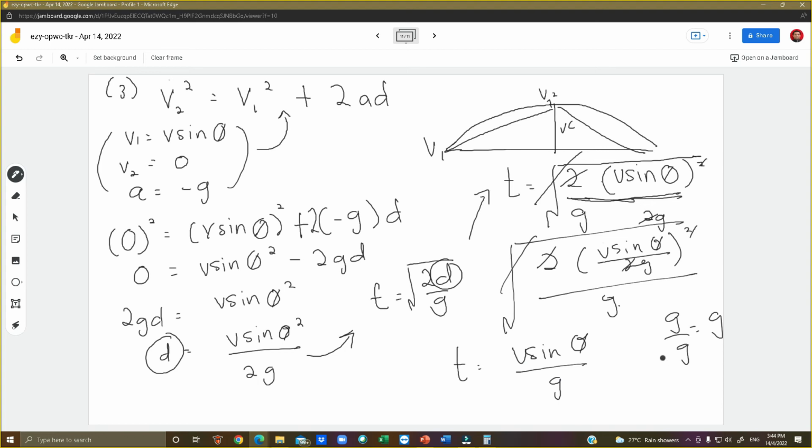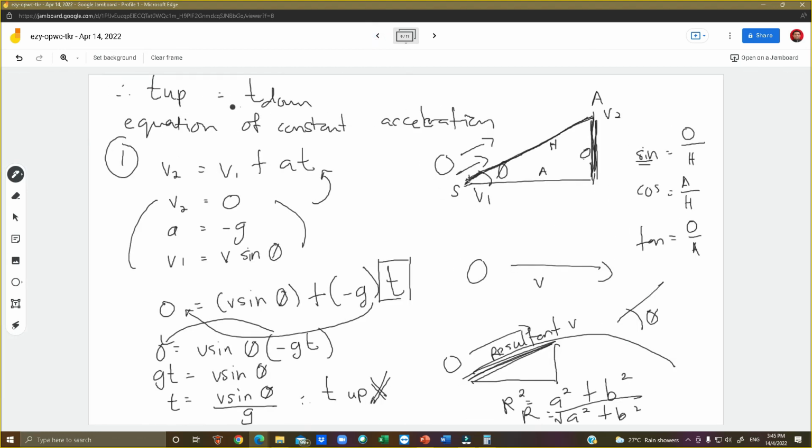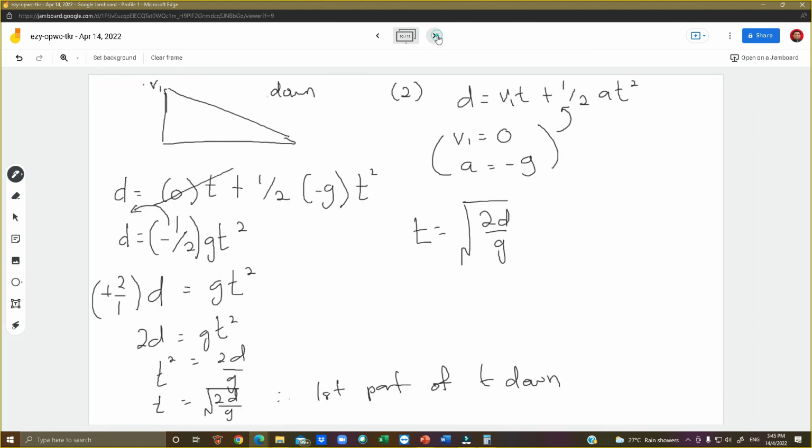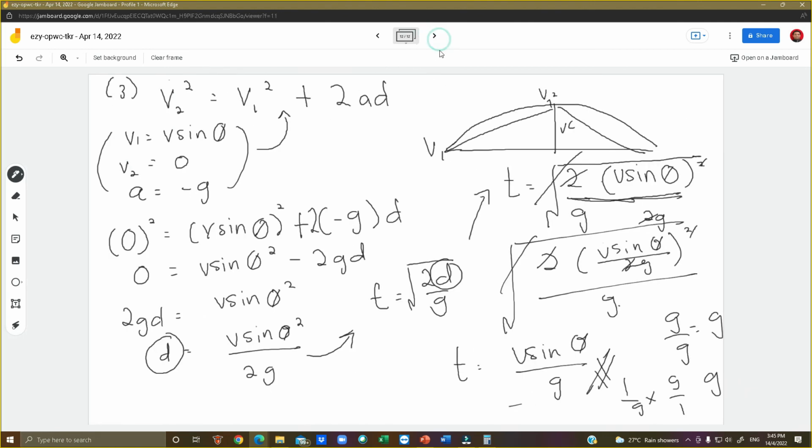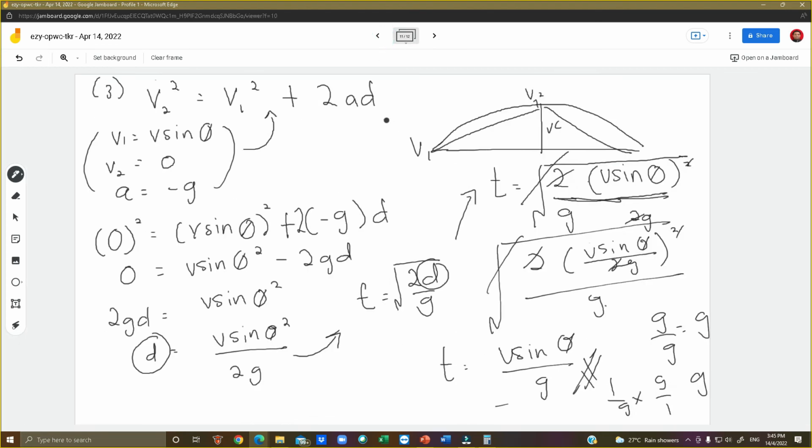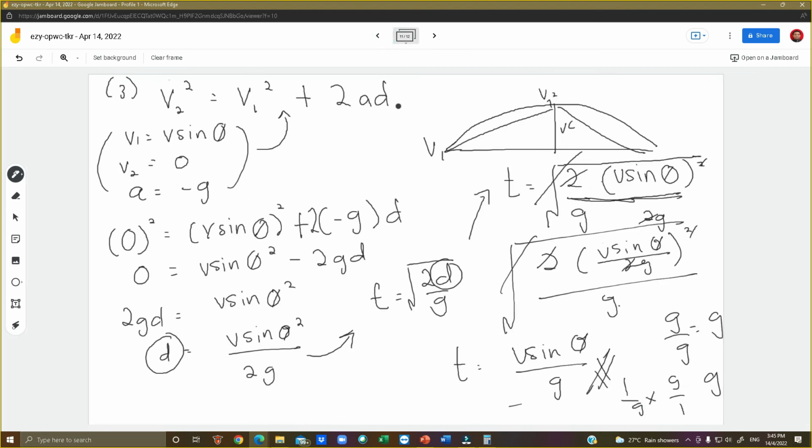Okay, ini kan, ni kalau kita tengok balik dia macam ni tau. 1 over G kali dengan G over 1. So it become G. Jadi kita end up dengan T equals to V sin theta over G. And this is actually the same as T up. Ni, V sin theta over G. So this is how you prove T up is equals to T down. Based on equation of constant acceleration. Itu bahagian pertama.